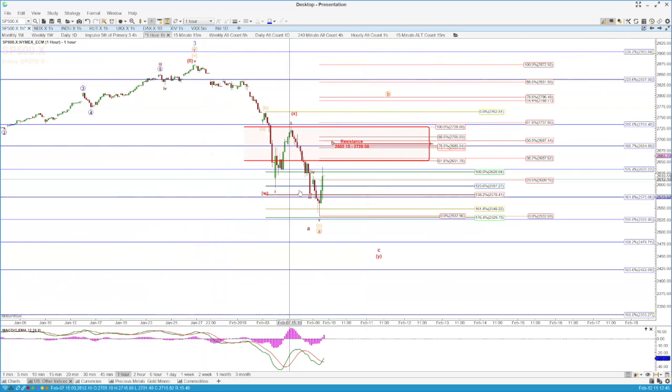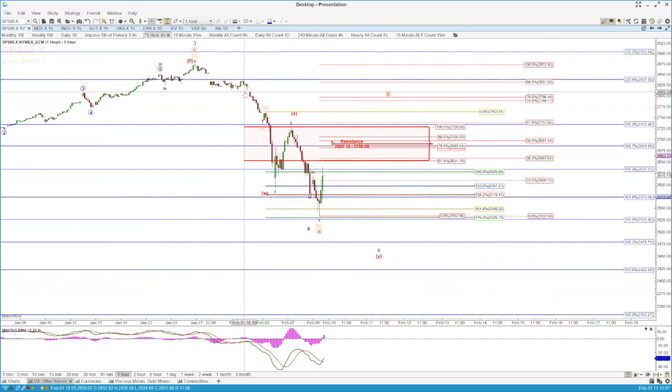The alternatives are that the low we saw on Friday afternoon was the A wave down of a larger and more complex corrective, and that we're looking for a B wave up to between 2737 and 2796 in the S&P 500 before we then get our C wave down to either 2422 or 2478.